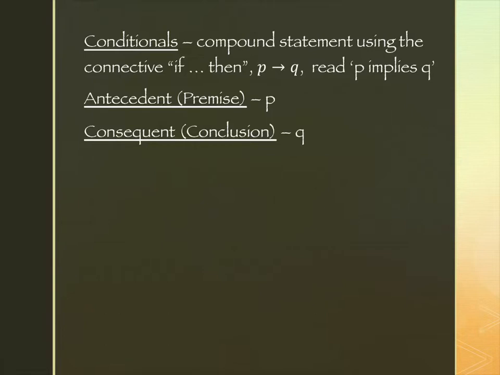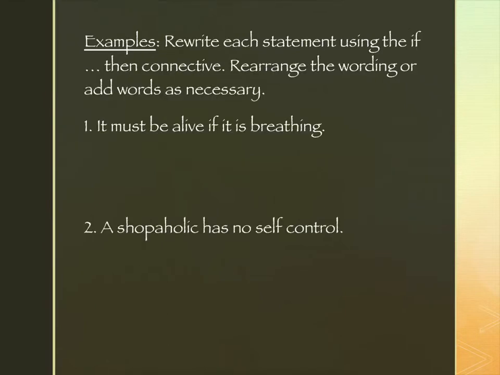So the tricky thing about if-then statements is that they don't always occur in an if-then order. This is one of those caveats of English that we just get to deal with, and from a mathematical perspective, it's not the friendliest thing to encounter, but we can work with it. So let me show you what happens when we have statements that are not in the proper order, or they don't show up with the if and the then where we would expect. So the directions say to rewrite each statement using the if-then connective, rearrange words or add words as necessary.